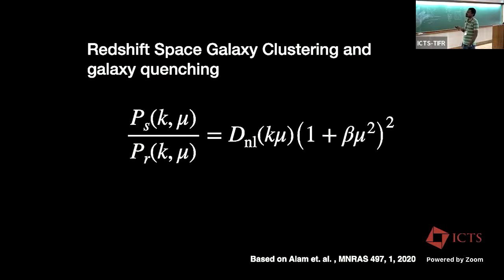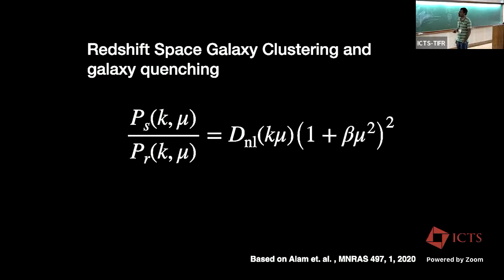So if you remember, we have already looked at this model. This is the Kaiser model. The power spectrum in redshift space divided by the power spectrum in real space is essentially 1 plus beta mu squared, where beta is f over bias. So we have looked at this equation when we were talking about redshift space distortion. And because of the nonlinear scale, there is going to be extra velocity dispersion, which will be modeled by this nonlinear term, D nonlinear.